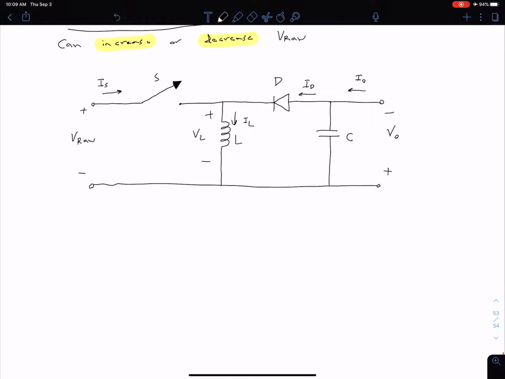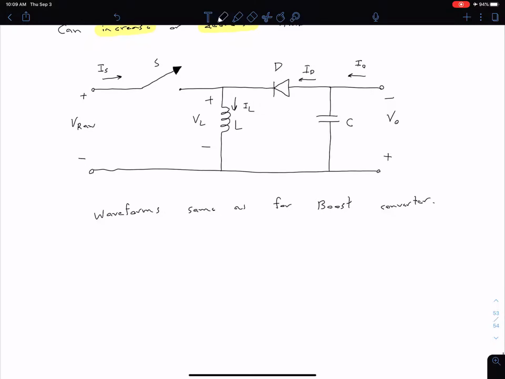Because of that, our waveforms are basically going to be the same as what we saw for our boost converter, so we're not going to redraw them here. If you want to reference that, you can see our previous video on boost converters. By waveforms, of course, I mean waveforms for our currents and our voltages that I've labeled here in the circuit. One important thing to note, though, is that the polarity of our V out is now opposite to our input voltage V raw.